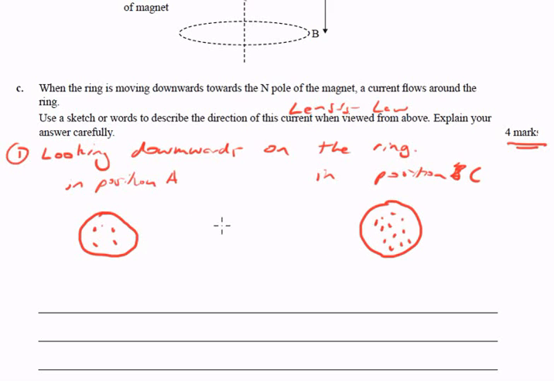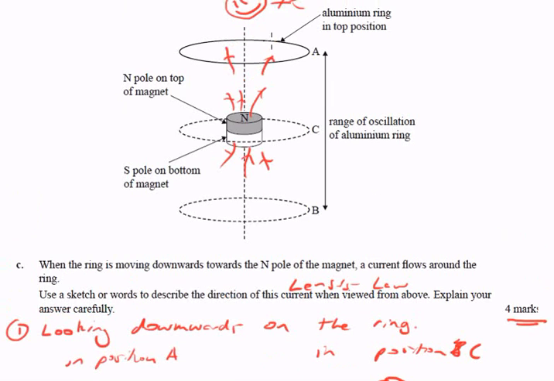Alright, so the upwards flux increases, doesn't it? The field lines going through that ring in the upwards direction are increasing as it goes from here to here. As it goes from A, the ring goes from A to C.